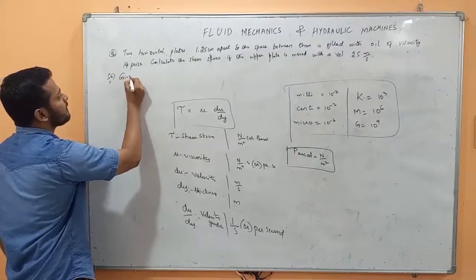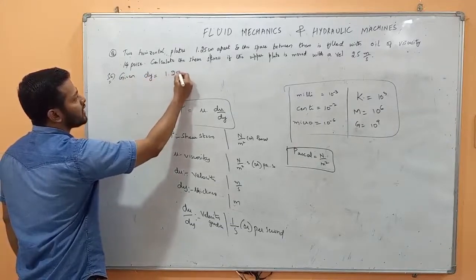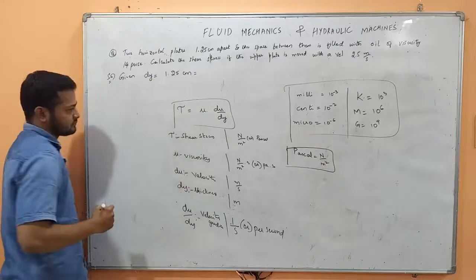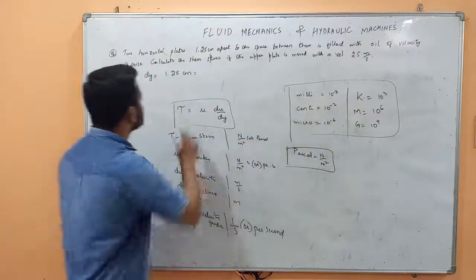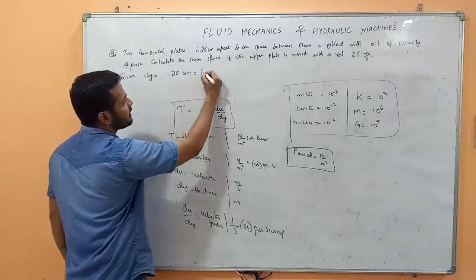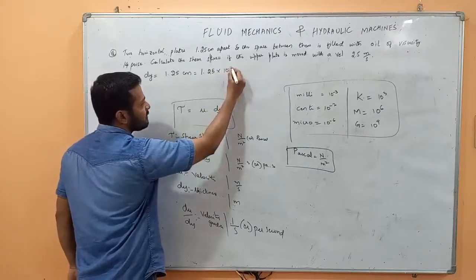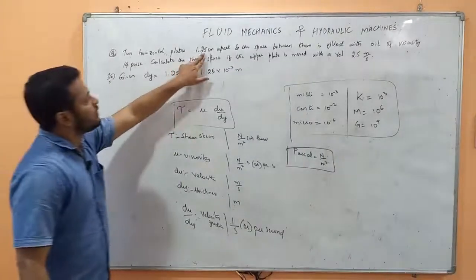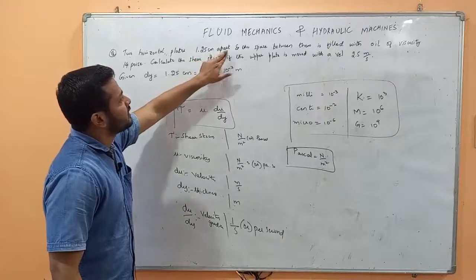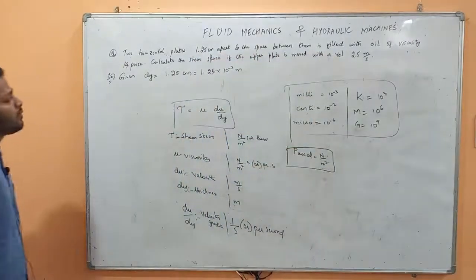So given dy is equal to 1.25 centimeter. What is centi? I know centi means 10 power minus 2. So in place of centi, I will write 10 power minus 2. So 1.25 into 10 power minus 2 meter. Next, 1.25 centimeter apart, and the space between them is filled with oil of viscosity 14 poise.